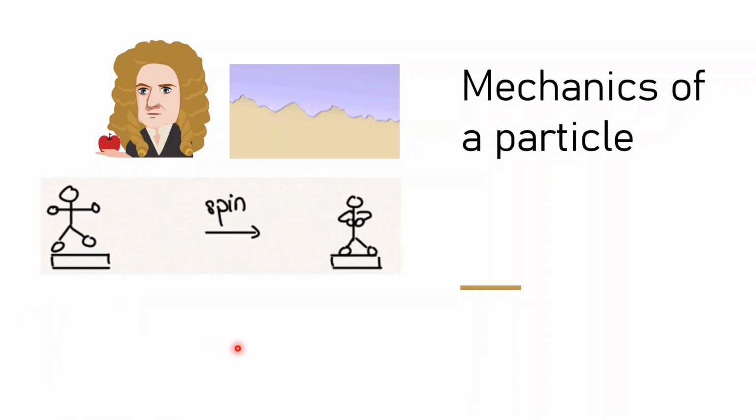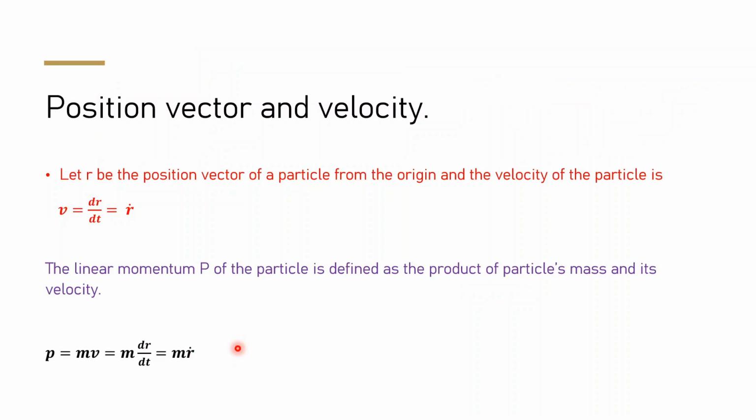During this presentation, we have to concentrate on mechanics of a particle. For that, we should be familiar with certain fundamental things. Position vector and velocity. Let R be the position vector of a particle from the origin, and the velocity of the particle is V equal to dr by dt, which is equal to R single dot. Rate of change of position vector is our velocity, then dr by dt is given as R single dot.